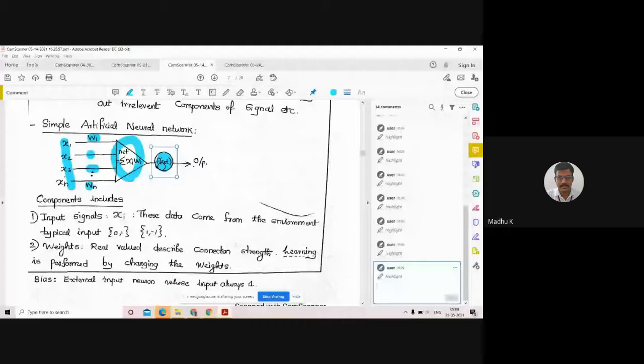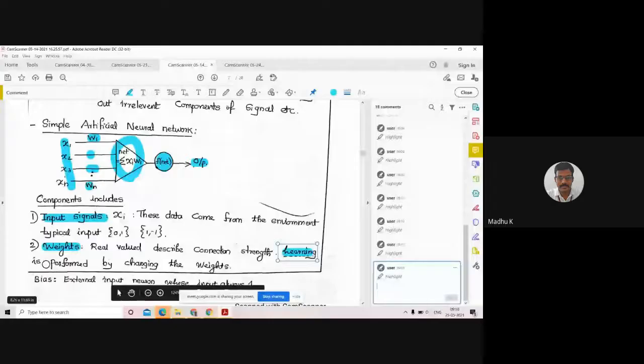So next, which are the components in it? Input signals, xi. Then weight. This is very important: learning is performed by changing the weights.